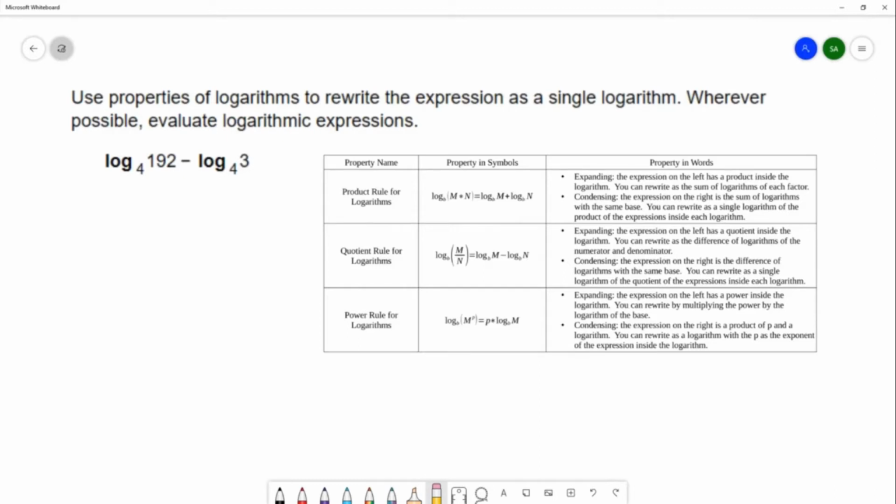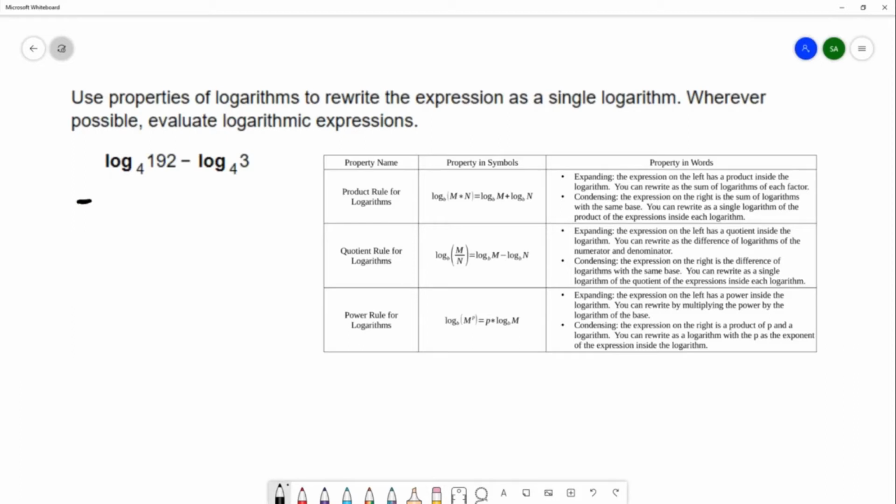So first we want to write the expression as a single logarithm using the properties of logarithms that you see listed down here. Now in my expression I notice a minus sign, and in my properties there is one expanding and condensing property that has a minus, and that is the quotient rule. So I'm going to use the quotient rule to combine, and when we condense this to a single logarithm, we're going to condense it with division.